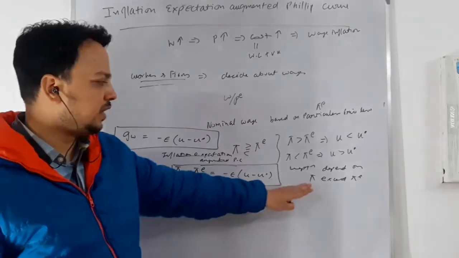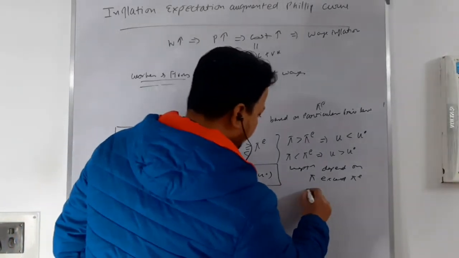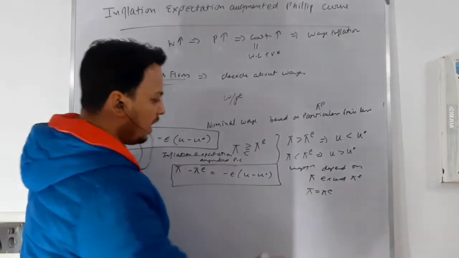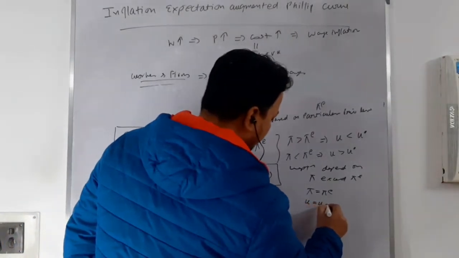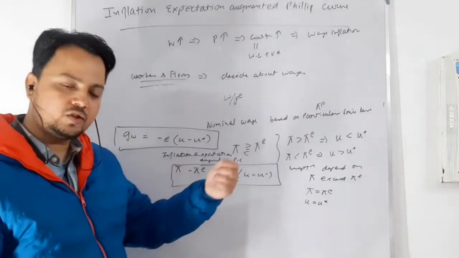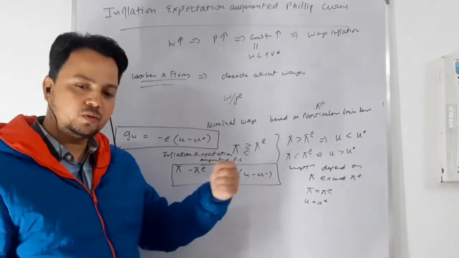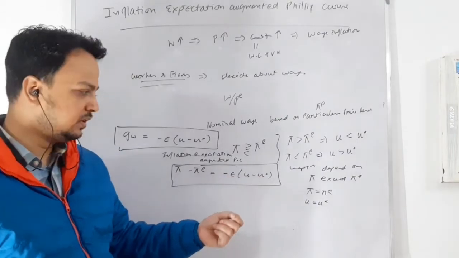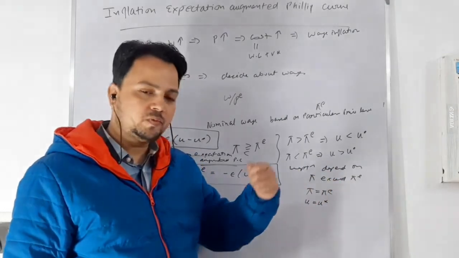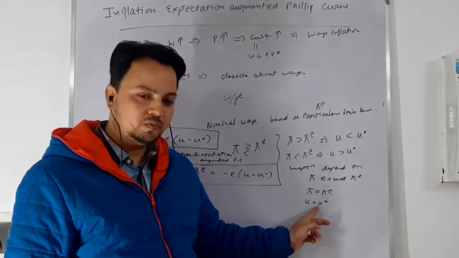If your actual inflation is equal to expected inflation, then what will happen? Your actual unemployment will be equal to your natural rate of unemployment. Because here the expectation of the firm is realized, the expectation of the worker is realized. So firms will be producing the full employment level of output, employment will be at the natural rate, so unemployment will be at the natural rate.